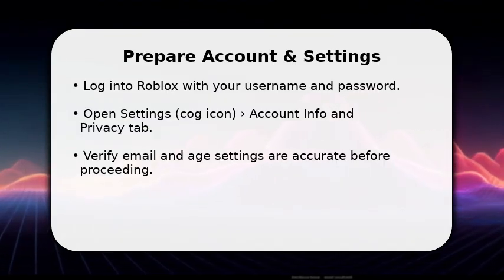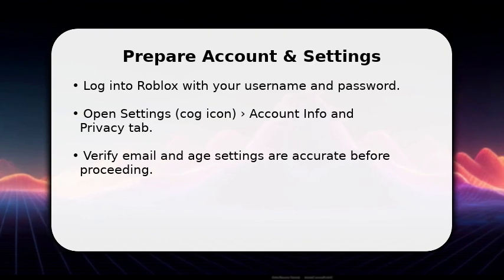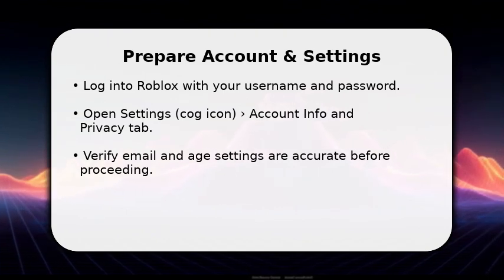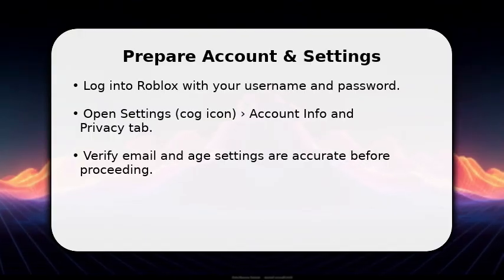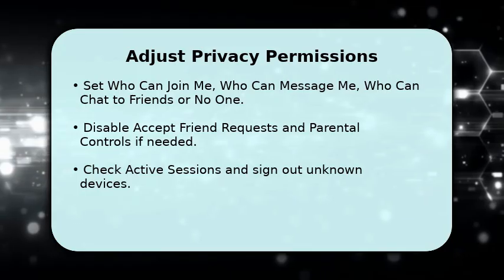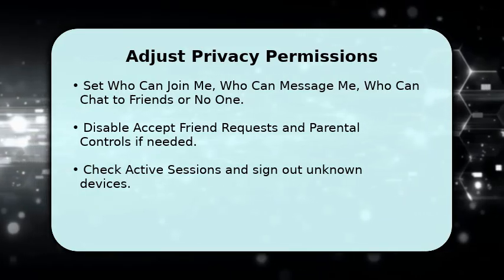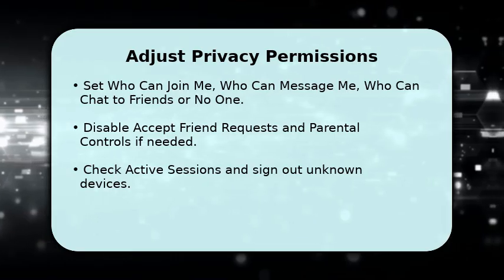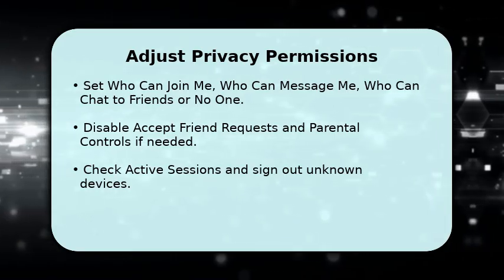Now, stay on the privacy screen. We'll change each permission next. Now adjust the core permissions. Set who can join me and who can message me to friends or no one, depending on how private you want to be. Once you change chat settings, double-check experience and item permissions so strangers cannot invite or trade with you.